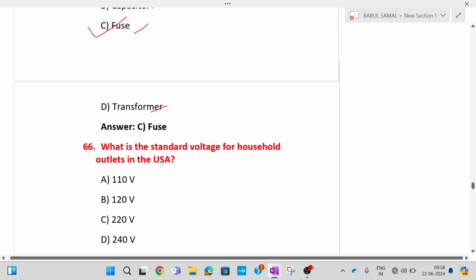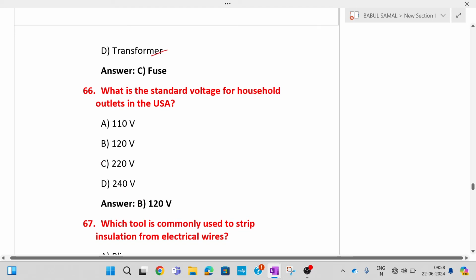Next question. What is the standard voltage for a household outlet in USA? So the standard voltage in America, remember, is 120 volt. 120 volt will be the correct answer.